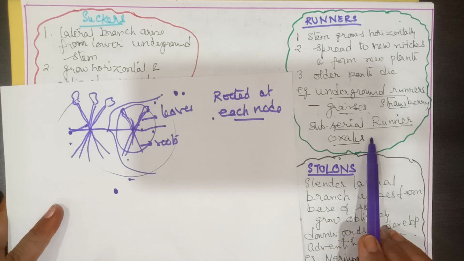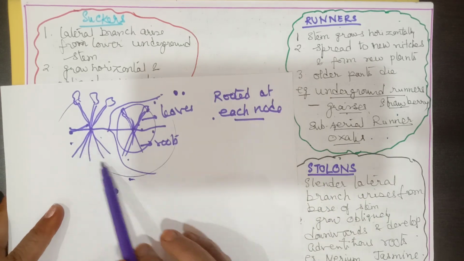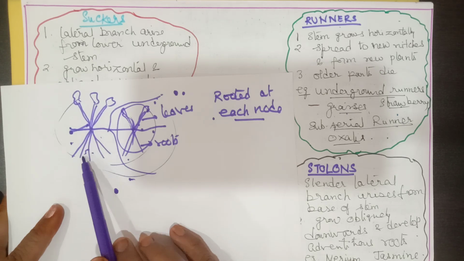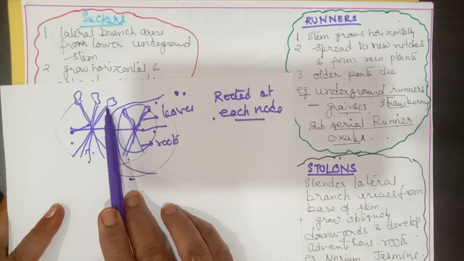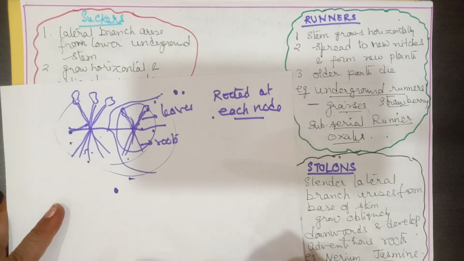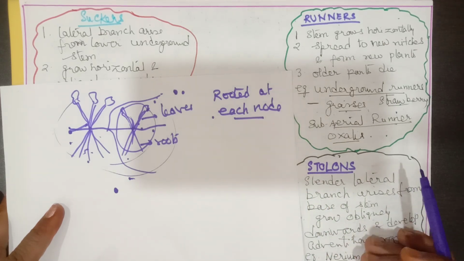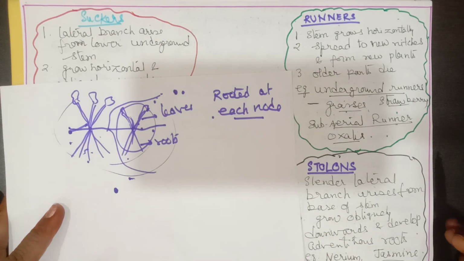Next, subaerial runner, like in the case of oxalis. Here I have shown the diagram of oxalis. This is subaerial, so partly it will be inside, partly outside. Underground runner will be completely inside. That means it will not grow very deep, but it will be just below the surface of the soil. That is about the runner.